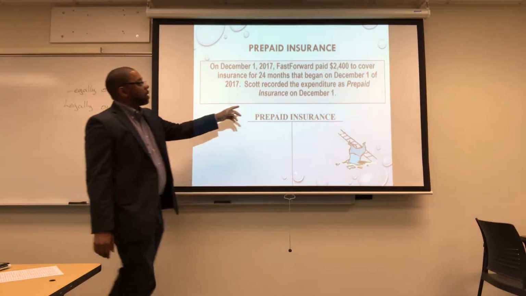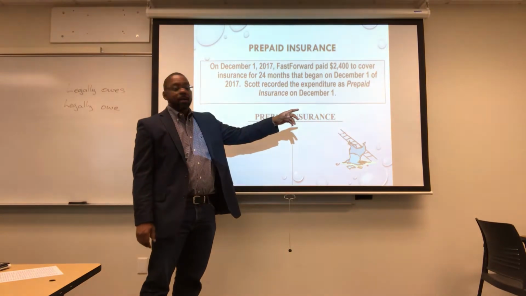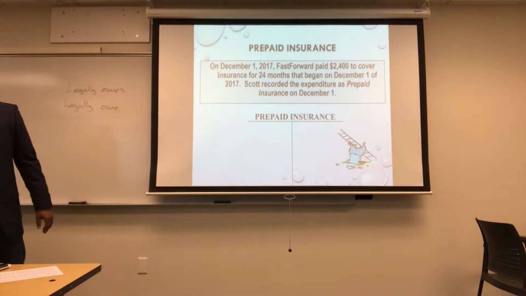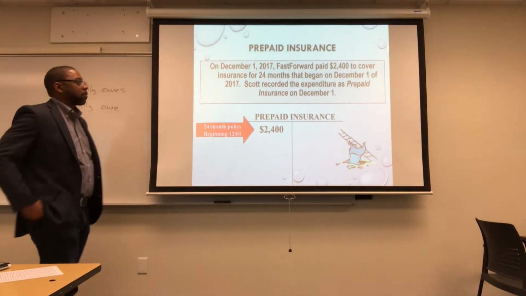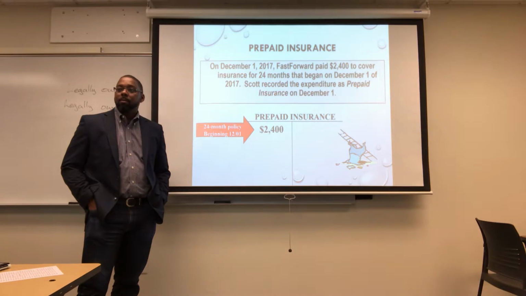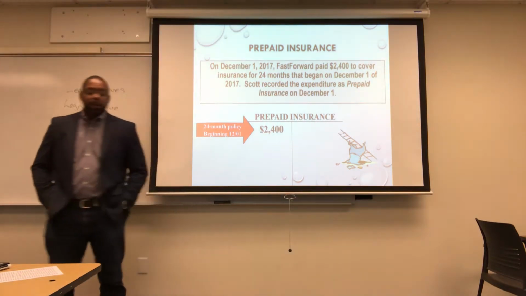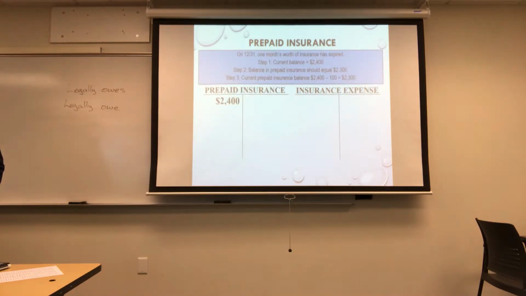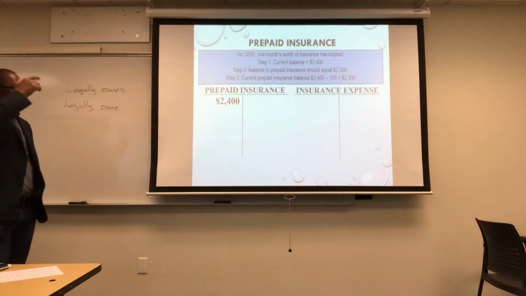What has happened is when they first pay the insurance, the prepaid insurance account is going to increase by $2,400. Everyone with me? Why? Because that's a debit to the prepaid insurance and a credit to cash. So it's $2,400.